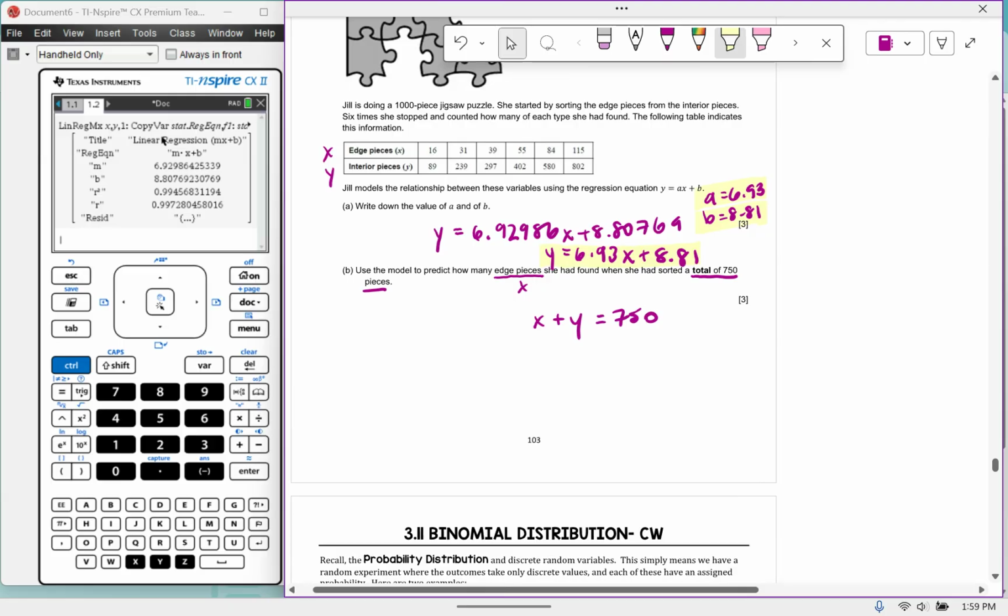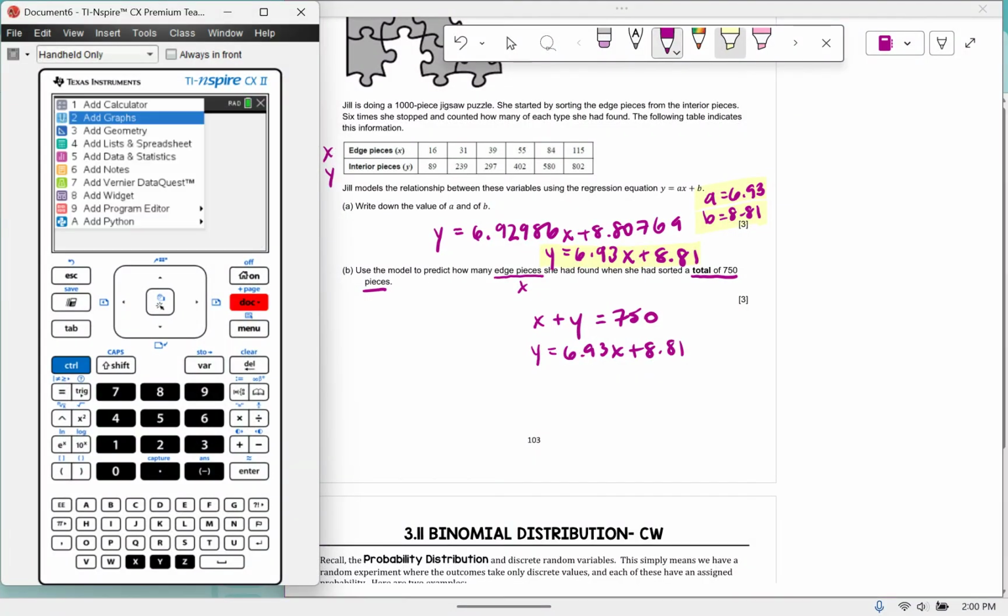We want to find out how many edge pieces, or X, she found in 750 pieces. Do we have another equation? Well, we have another equation that models interior pieces as a function of edge pieces. So couldn't we technically just graph them together and see where they cross? We could. Mikey's nodding with the most serious face you ever saw. You could graph them. And then we'll talk about what we're actually looking at when we graph them, okay?